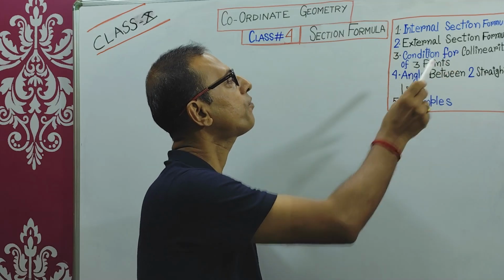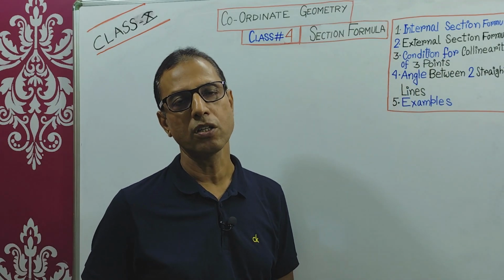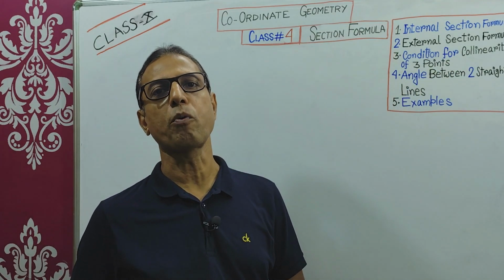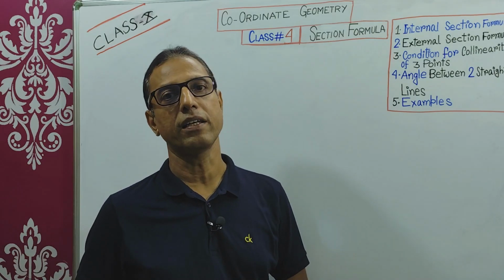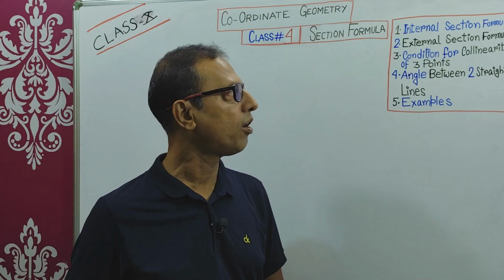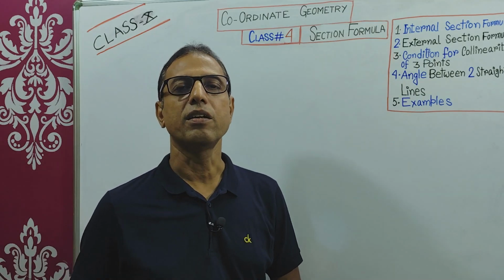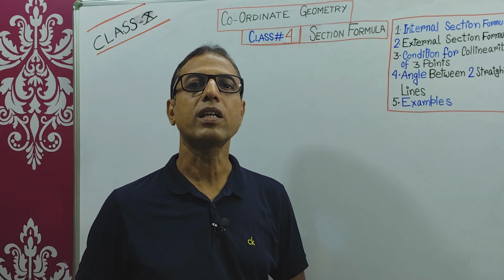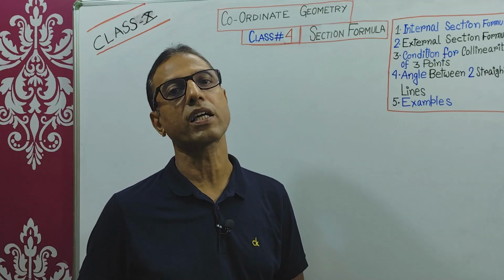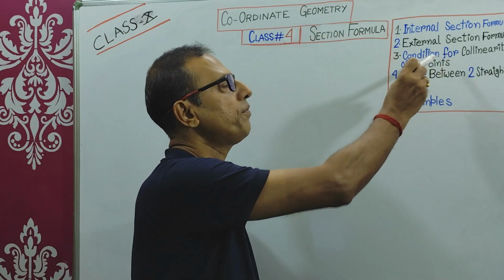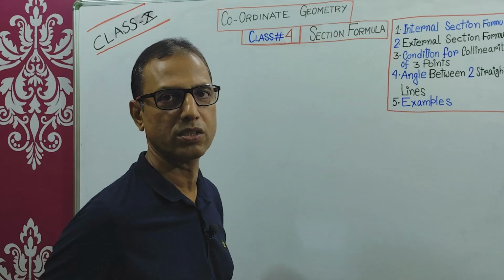Then condition for collinearity of 3 points. We know we need 2 points minimum to draw a straight line. Now we need to understand, given 3 points, whether these are collinear or not. So what is the condition of collinearity for 3 points, that we will see.